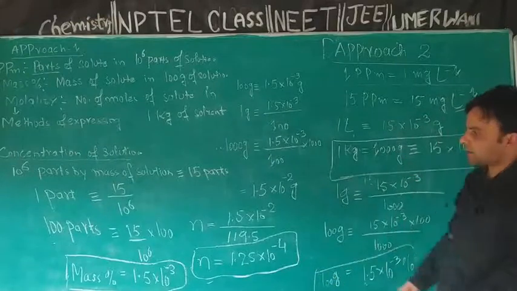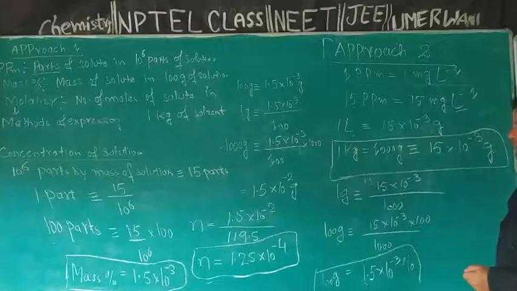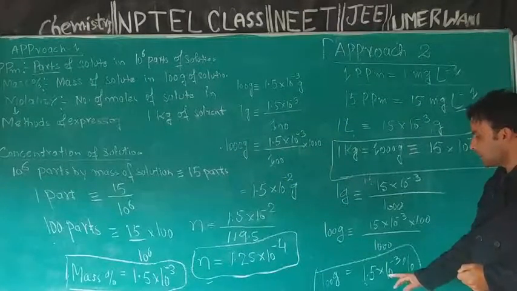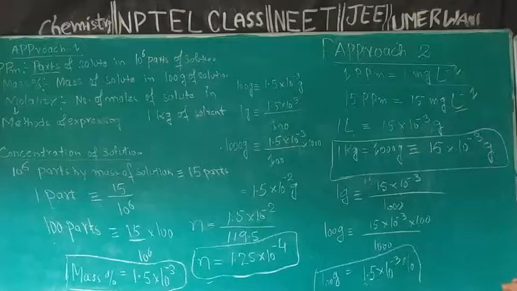In approach first I also calculated mass percent of chloroform is 1.5 into 10 raised power minus 3, and in approach second I also got that mass percent of chloroform is 1.5 into 10 raised power minus 3. Now I need to calculate molality.